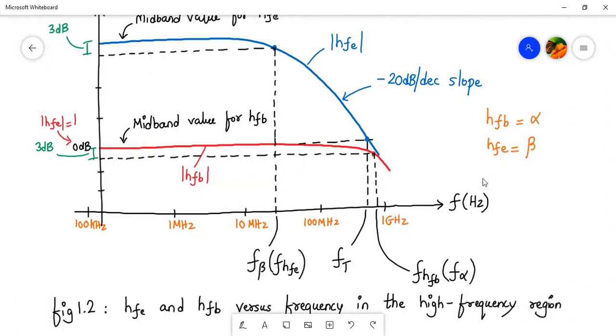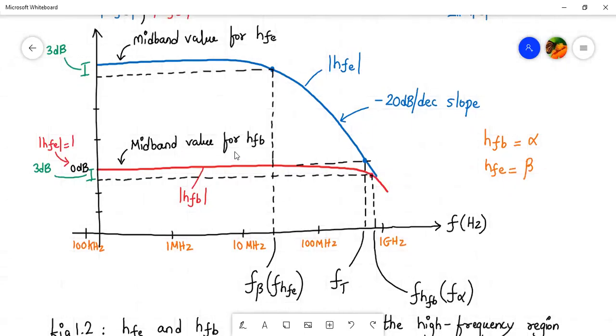It is very, very clear, and it's a very, very high value, right? It's going towards 1 gigahertz. As you can see, the midband value for HFE is much higher, whereas the midband value for HFB is much lower. So what can you note? A small change in HFB for a chosen frequency range indicates that the common base configuration displays an improved frequency response characteristic over the common emitter configuration.